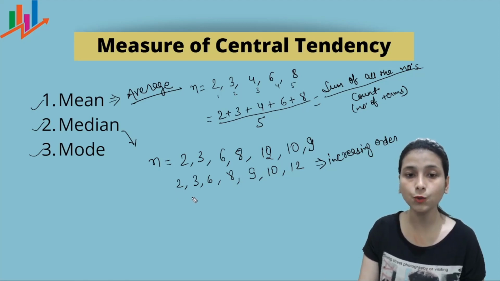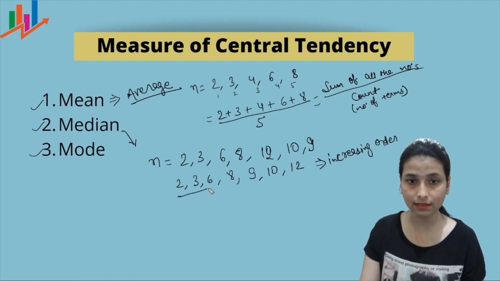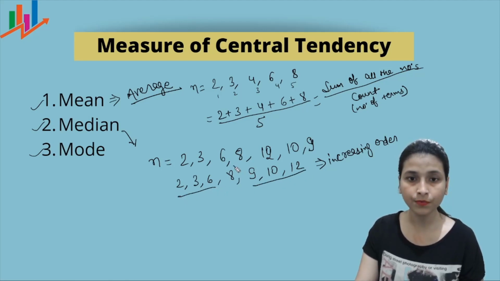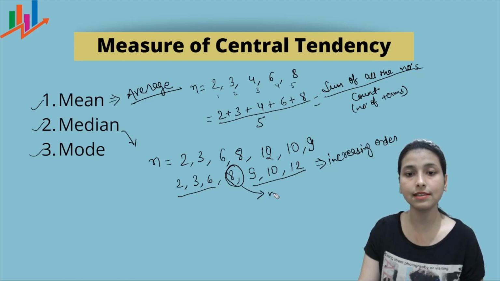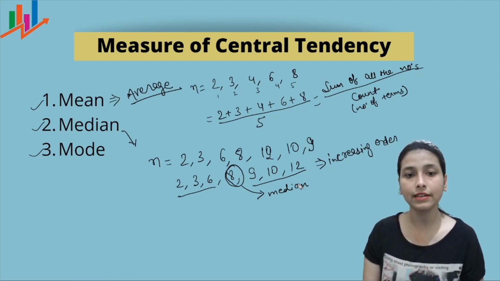So I'll take the middle value. Suppose this is my 3 values this side and 3 values this side. Now the mid value that I'm getting is 8, and in this case, this 8 will be considered as the median. This 8 is nothing but the median of this particular data.